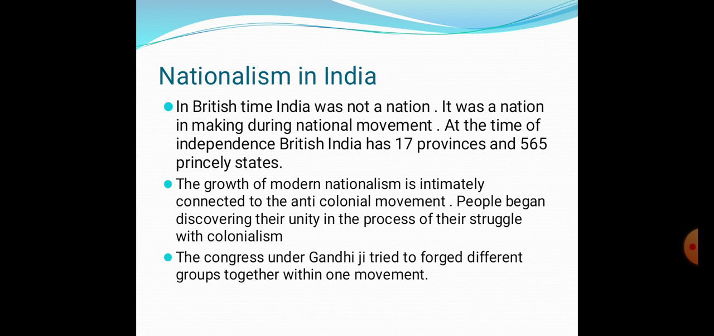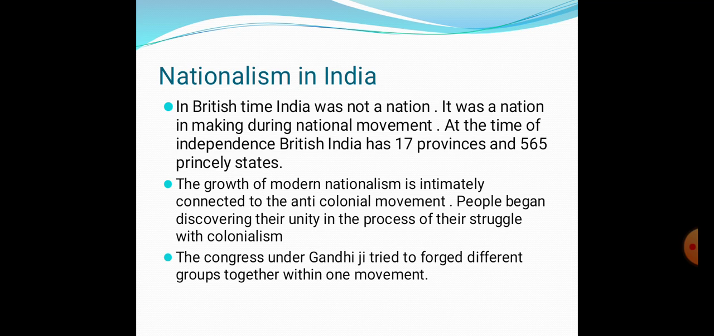Nationalism in India. In British time, India was not a nation. It was a nation in the making during the national movement. At the time of independence, British India had 17 provinces and 565 princely states.